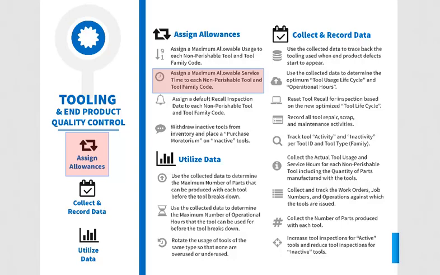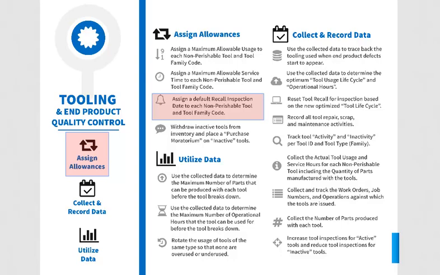Similarly, you should set a maximum allowable service time to each non-perishable tool and tool family code. So if you aren't tracking an actual number of parts that are being produced, you can track the operational hours. This usually applies to electronic or electrical tools. Either track the maximum allowable usage or the maximum allowable service time. As a default, even though you have a max allowable usage and allowable service time, you should assign a default recall inspection date to each non-perishable tool and tool family code.